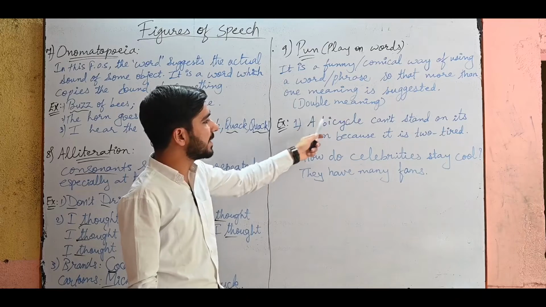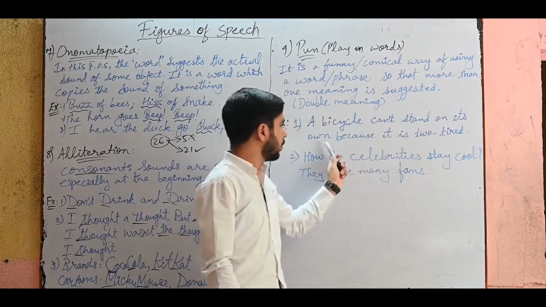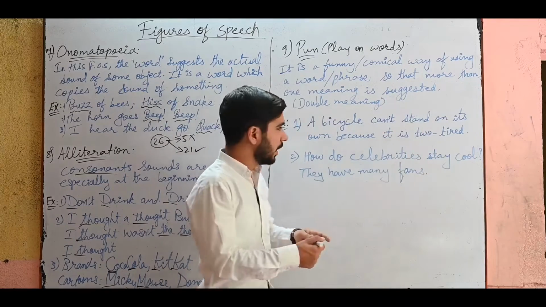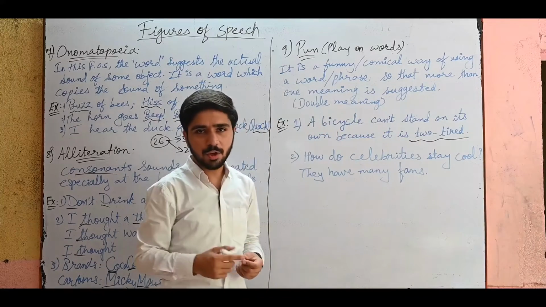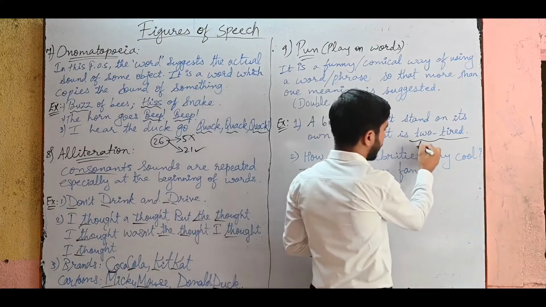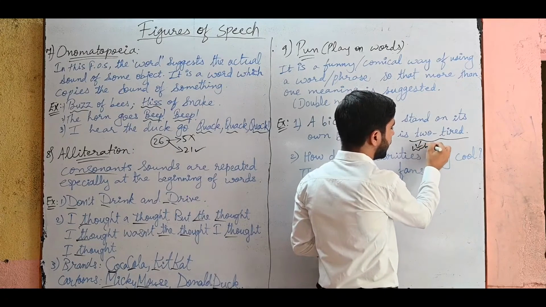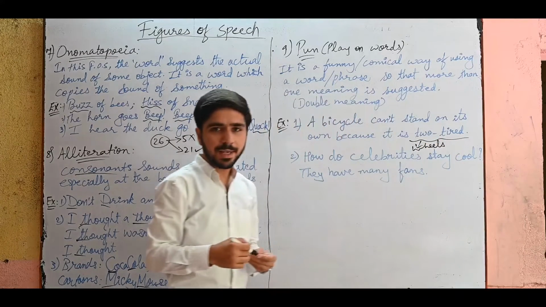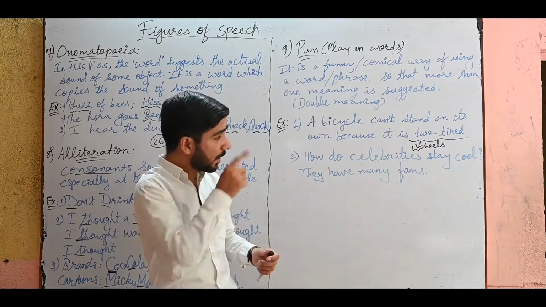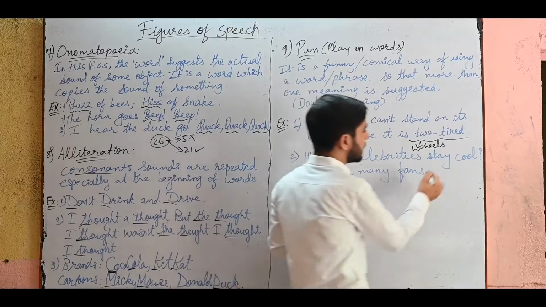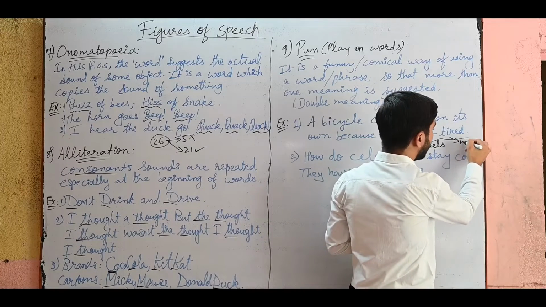See, example: a bicycle can't stand on its own because it is too tired. Now here, can you see this word, too tired? Now a bicycle has two tires, we all know. So that is one meaning. One meaning is the wheels, the wheels of the bicycle. If you don't put a stand, it will fall down because it is too tired. But the other meaning is also there, that is the bicycle is tired, meaning it is worn out.